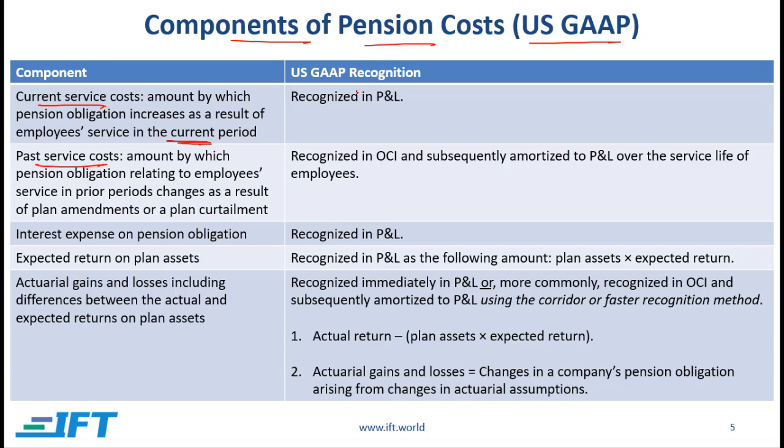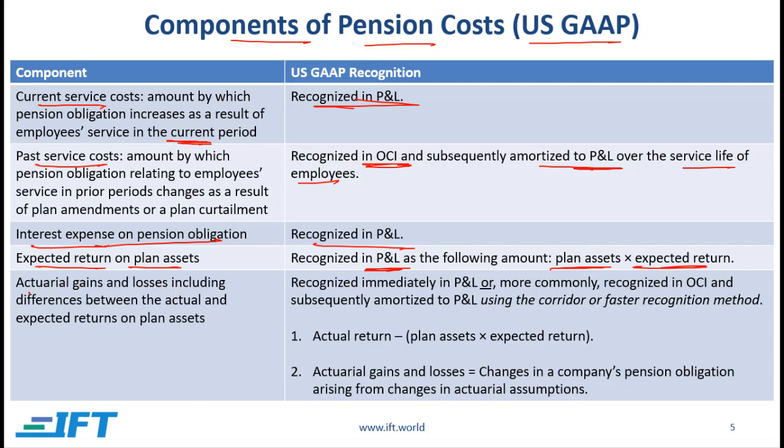Now, current service cost is recognized in P&L, whereas past service costs are recognized in OCI and subsequently amortized to P&L over the service life of the employees. The interest expense on pension obligation is recognized in the profit and loss. So here we take the interest rate and multiply that by the pension obligation. The expected return on plan assets is recognized in the P&L, and the amount is calculated by taking the plan assets and multiplying by an expected return.